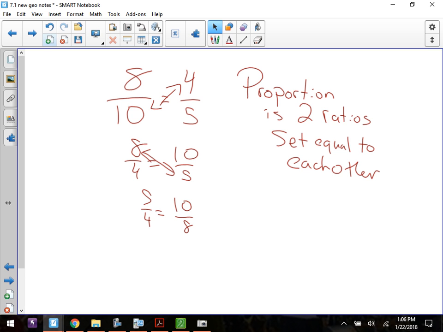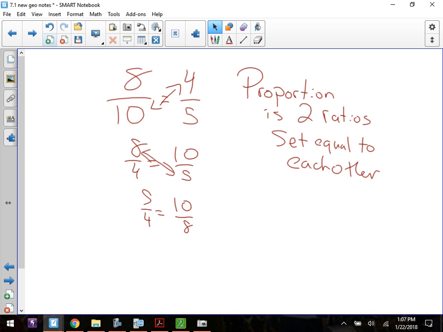This is where we check what are called cross products. You guys remember that term? No? What's cross products? Cross products means, well, what's 8 times 5? 40. What's 4 times 10? 40. Does 40 equal 40? That's why you know that they're proportional. When you cross multiply fractions like this, if you get the same thing on both diagonals, that means it's a true proportion. If you don't, it means you've screwed up or they're not.